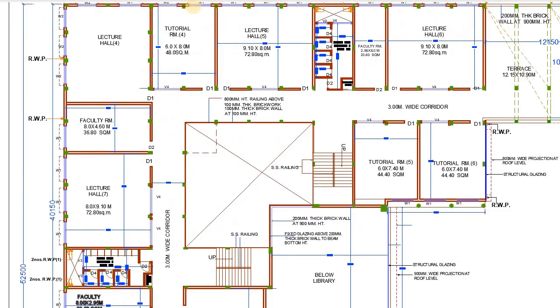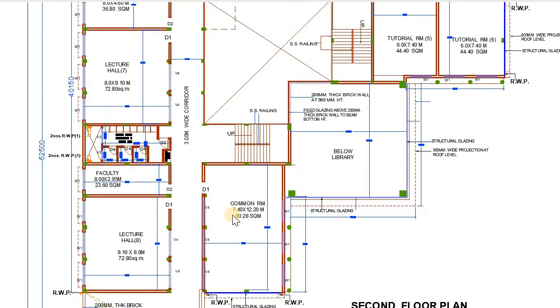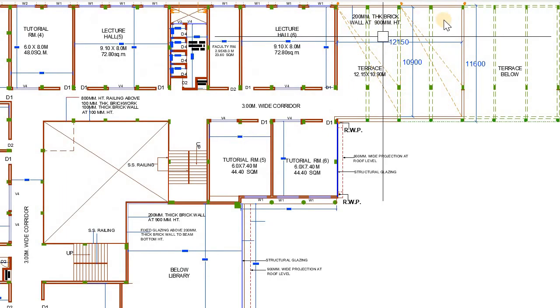square meters. Now the second floor has also been designed with the tutorial rooms and a lecture hall with the same area, which has been connected with a 3-meter wide corridor. Now this corridor has openings for other spaces also, such as the common room and faculty rooms. Also, there are the provision of the terraces on the second floor.